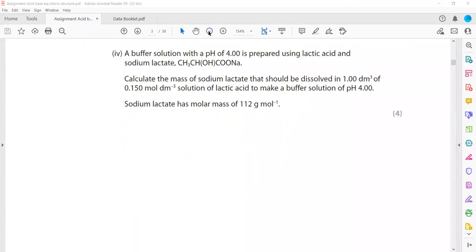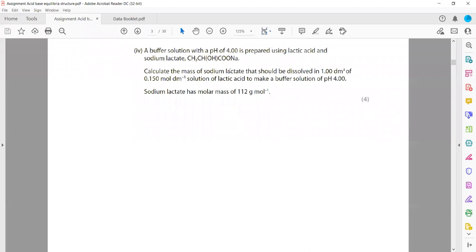Another part, a buffer solution which has a pH of 4 is prepared by using lactic acid and sodium lactate. A buffer solution is a weak acid and its salt, or a weak alkali and its salt. So this buffer solution is prepared with lactic acid, which is a weak acid. Compared to ethanoic acid it is stronger, but overall it is a weak acid. So a pH of 4 is there.